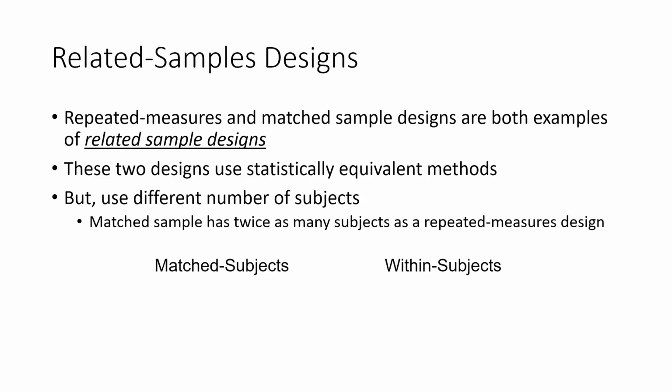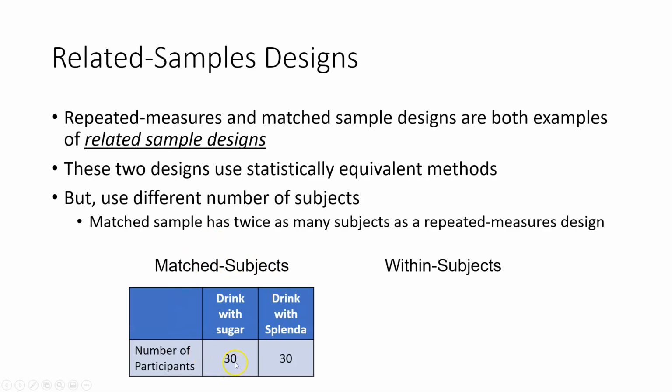That's the research example I'm patterning this after, but we might imagine we're comparing people who drank lemonade with sugar to those who drank lemonade with Splenda. Now, if you have a matched subjects design, then you are grabbing two groups of people. Each group will have 30 in it, and you're matching up the 30 people one-to-one so that person 1 is matched with person 31 in the other group, person 2 is matched with person 32, and so on. So you're matching up the two people in the two groups.